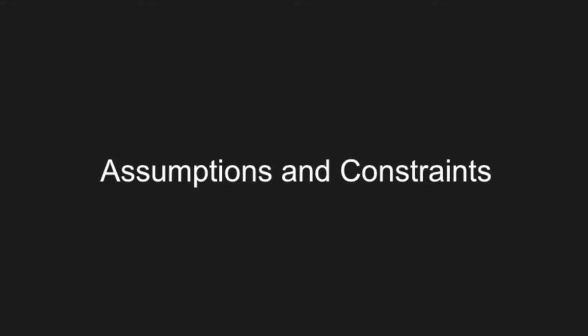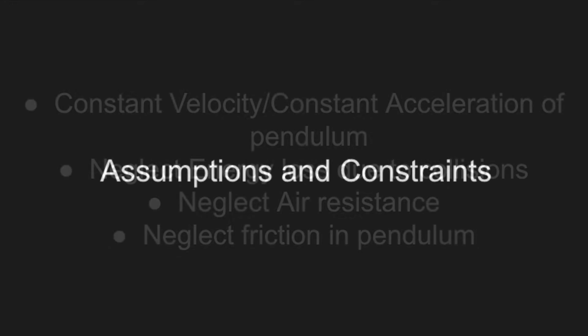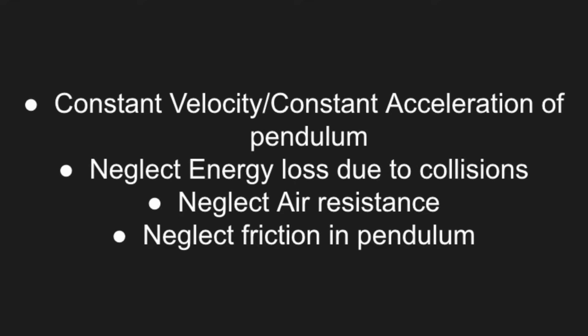For our project, we developed a set of assumptions and constraints that were essential to the calculations in our project. First, we assumed constant velocity and acceleration of our pendulum. While this is of course not actually the case because of the inconsistencies in our human-controlled experiment, for the ease of calculations this is a necessary assumption to make.